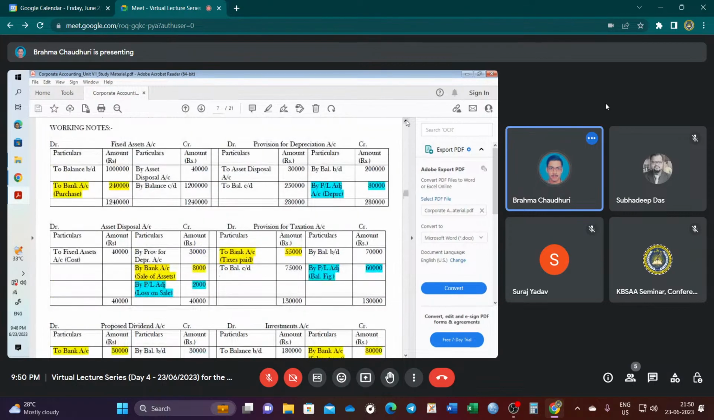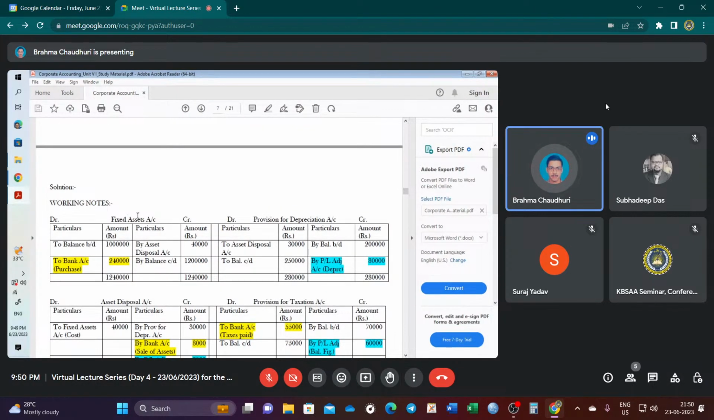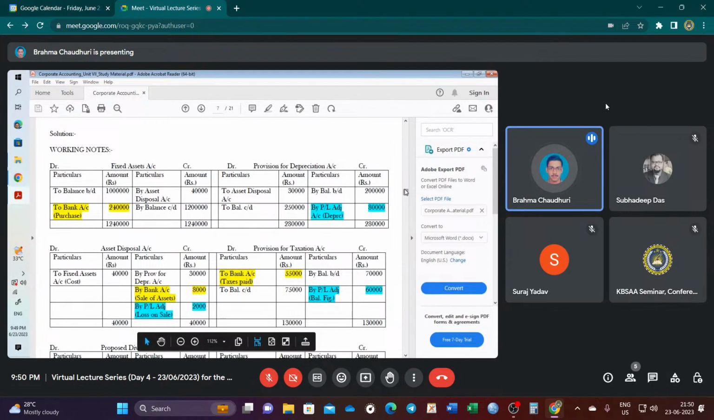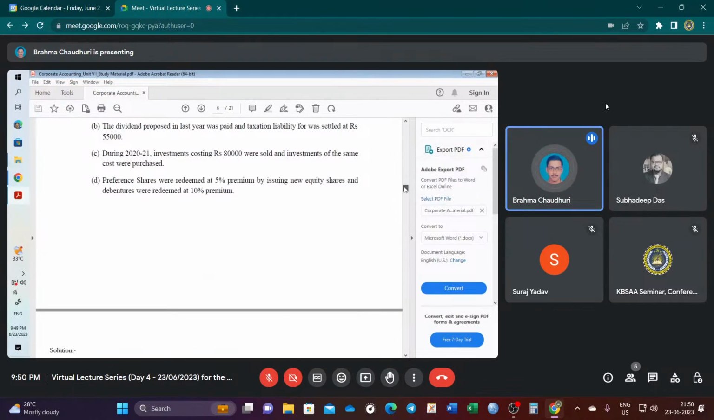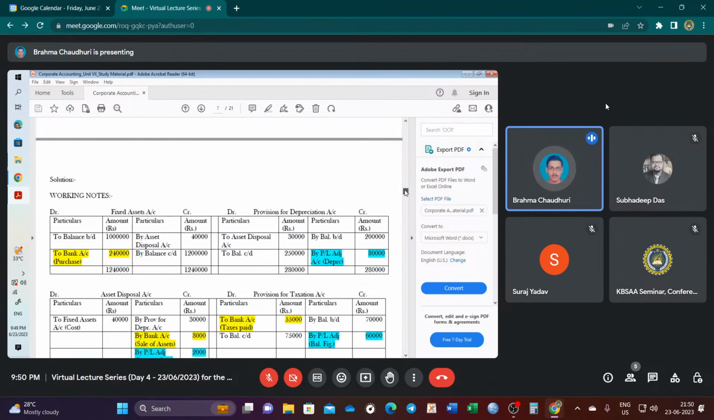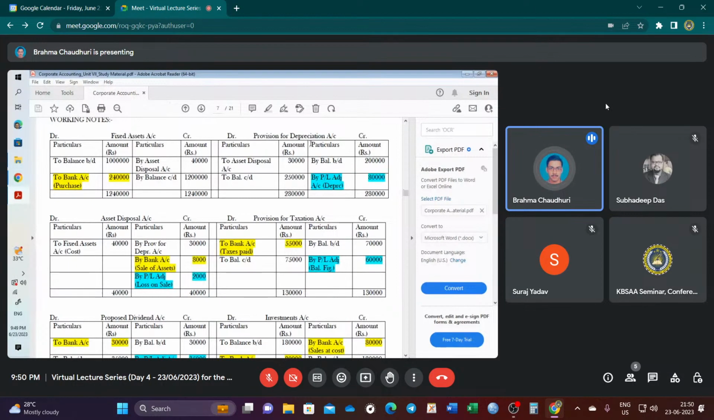First of all, we are showing the fixed assets account, provision for depreciation account, and asset disposal account. Fixed asset opening balance is 10 lakh, closing balance is 12 lakh. Provision for depreciation opening balance is 2 lakh, by balance BD 2 lakh, and closing balance is 2 lakh 50,000, to balance CD 2 lakh 50,000.